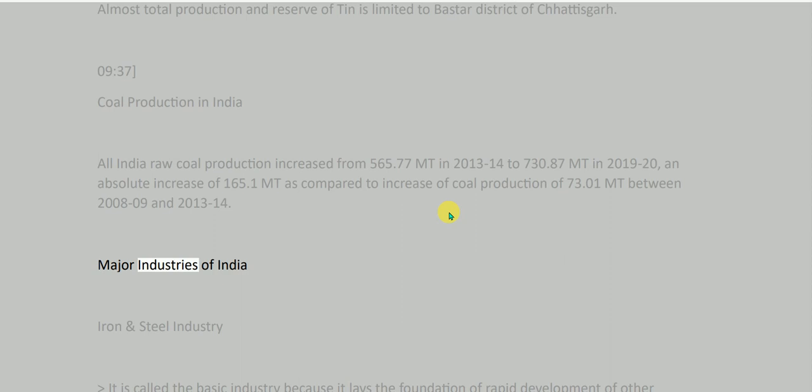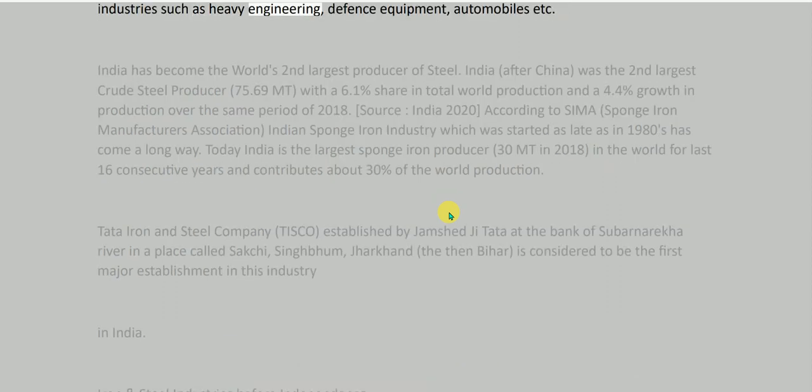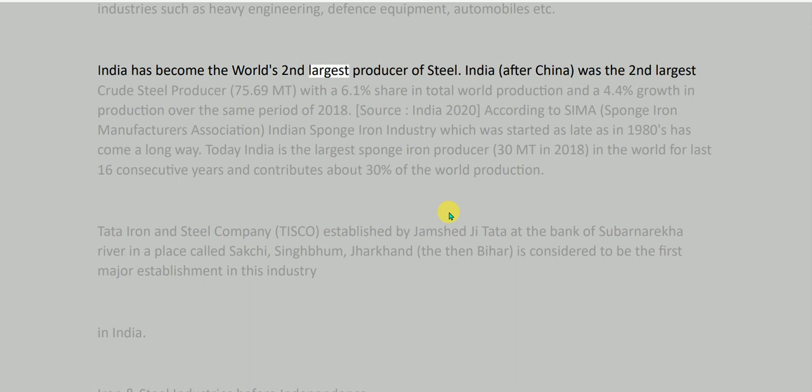Major industries of India. Iron and steel industry. It is called the basic industry because it lays the foundation of rapid development of other industries such as heavy engineering, defense equipment, automobiles, etc. India has become the world's second largest producer of steel.